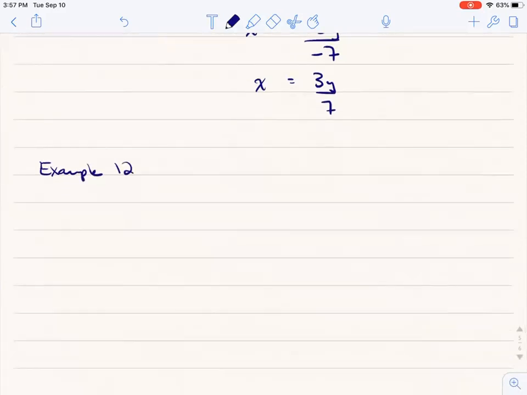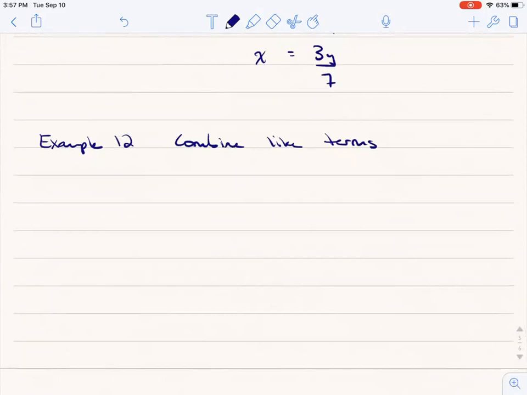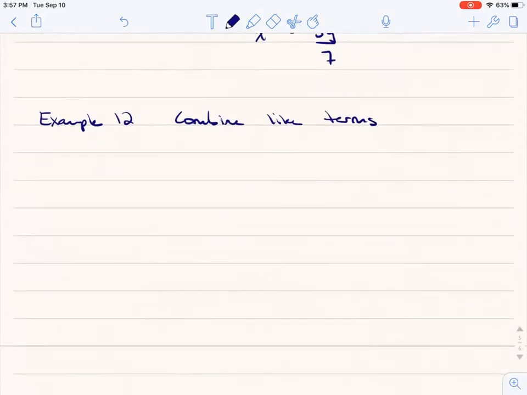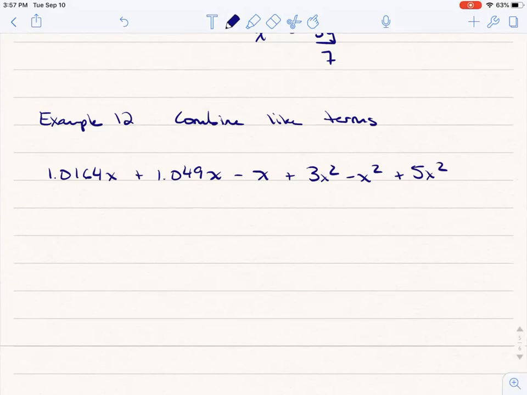How about example 12? You're just going to combine like terms. Thought about skipping this one, but it's okay. So we've got 1.0164x plus 1.049x minus x plus 3x squared minus x squared plus 5x squared. Take a quick minute to work that out.